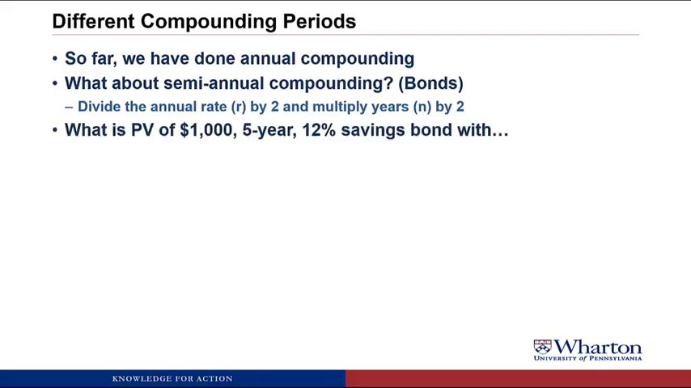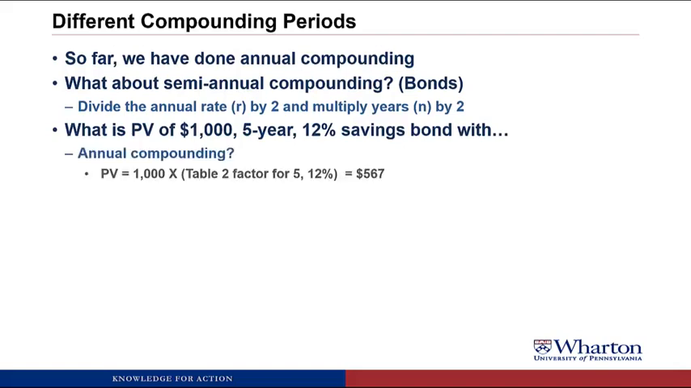So what's the present value of a $1,000 5-year 12% savings bond with annual compounding? So this is what we saw before, where the present value is going to be $1,000, which is the future value. Then we would go and look up the factor from table 2 for 5 years, 12%. Now I'm not going to do that, but I'll leave it for you to double check. And we'd come up with 567.